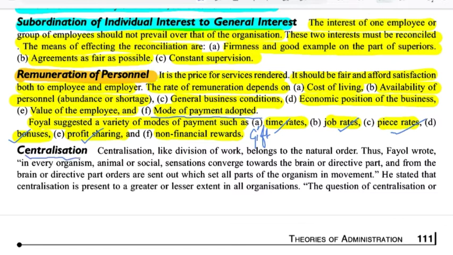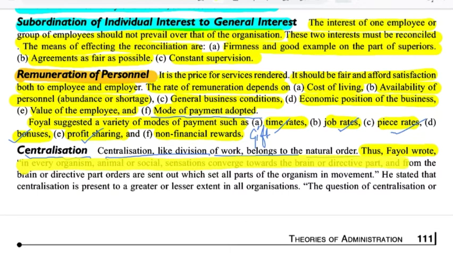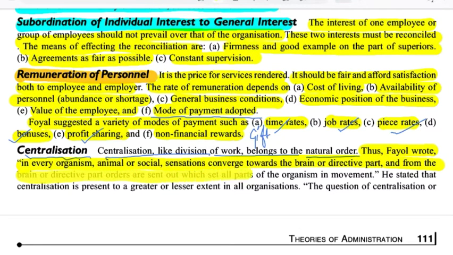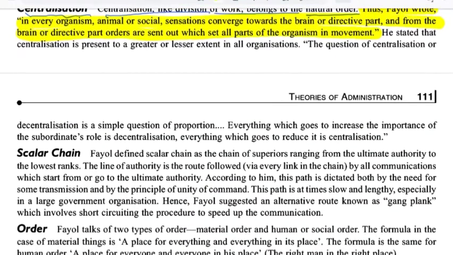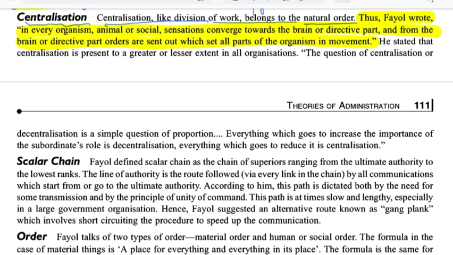The next is centralization. Centralization, like division of work, belongs to the natural order. Thus, Fayol wrote, in every organism, animal or social, sensations converge towards the brain or directive part, and from the brain or directive part orders are sent out, which set the whole organism in movement. He stated that centralization is present to a greater or lesser extent in all organizations. The question of centralization or decentralization is a simple question of proportion.